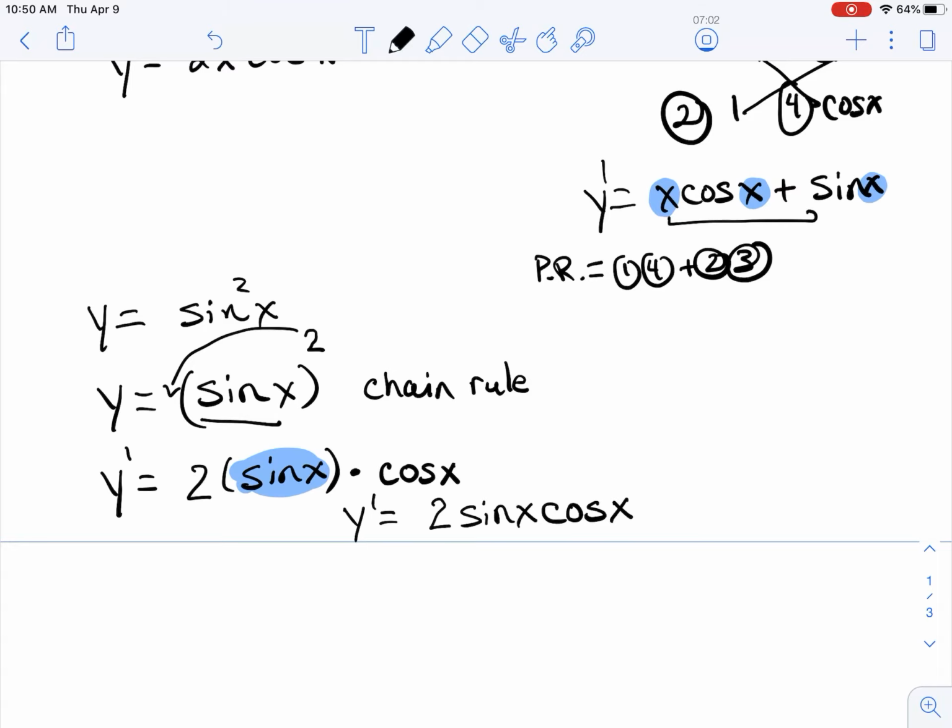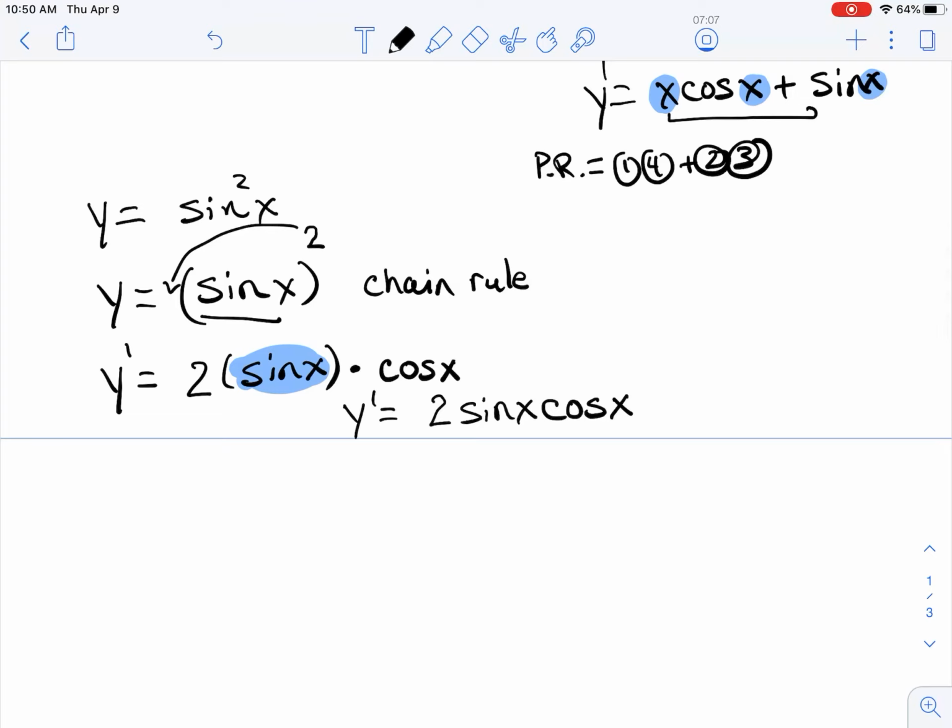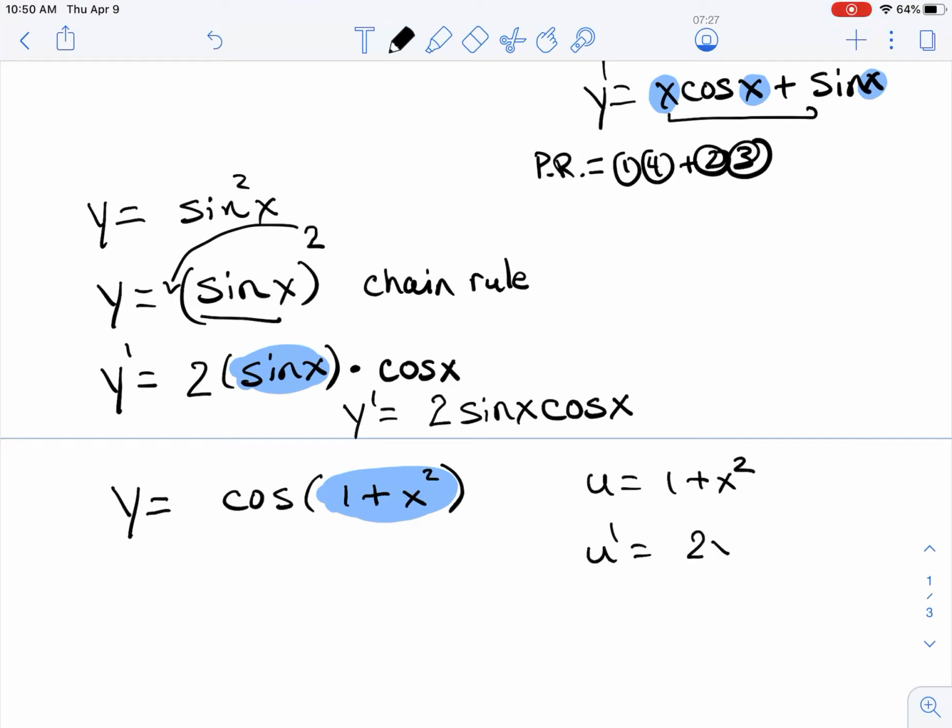All right, moving right along. I'm going to do one more example with you. So how about this one? y equals cos of 1 plus x squared. All right, let's establish that u here. So u is 1 plus x squared. So u prime would be 2x. So remember that definition, you're going to have that handy when you're working on these, is negative u prime, which in this case would be negative 2x, sine of that same u.